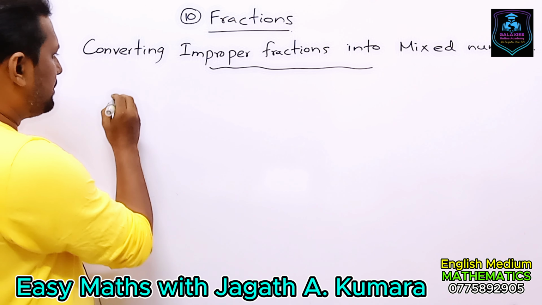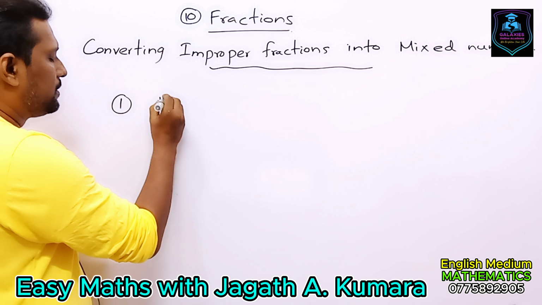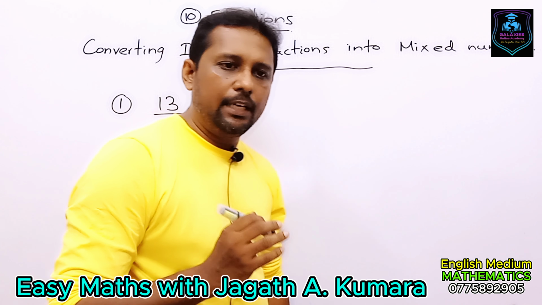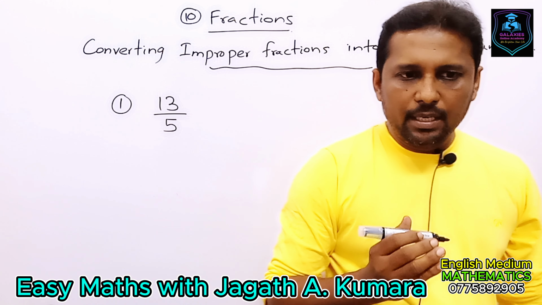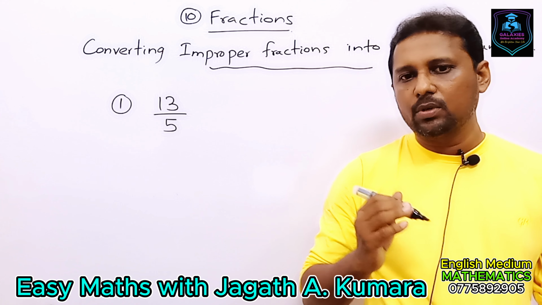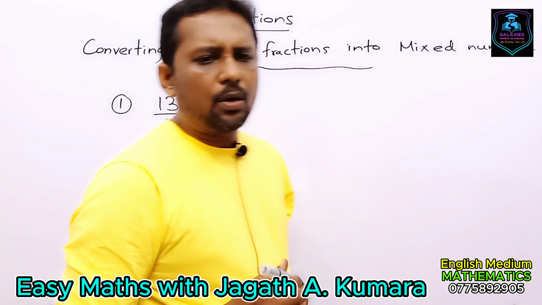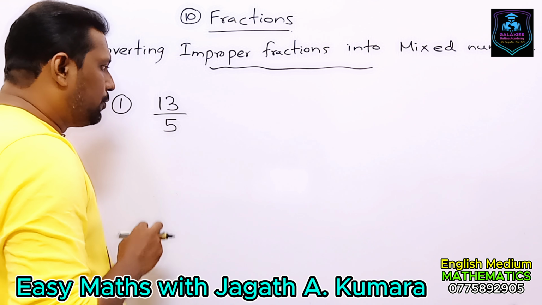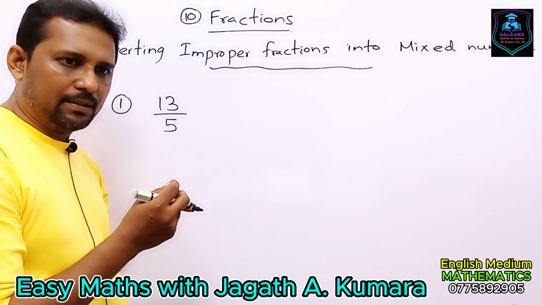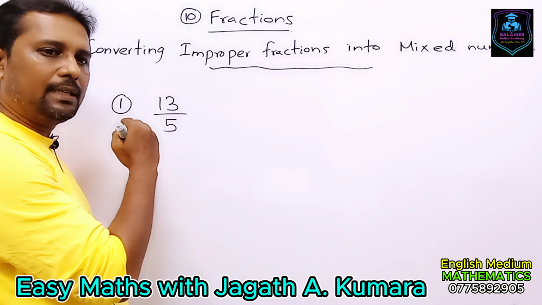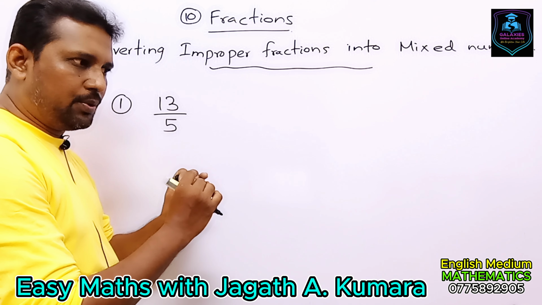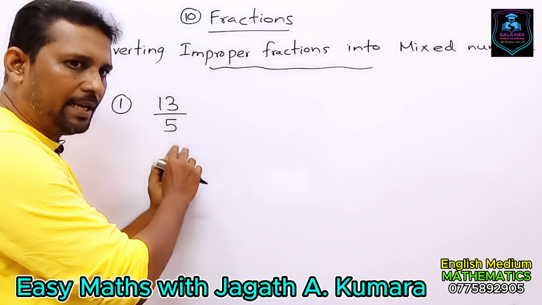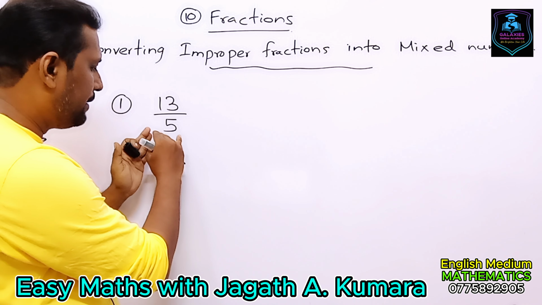Look at the first example. 13/5. What type of fraction is 13/5? Improper fraction. Now we have to convert it into a mixed number. Look at how you can convert this improper fraction into a mixed number. What is the numerator? The numerator is 13. What is the denominator? The denominator is 5. So first you have to divide the numerator by its denominator. That means you have to divide 13 by 5.